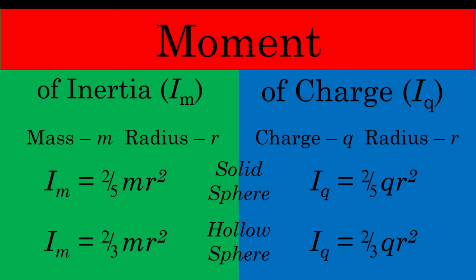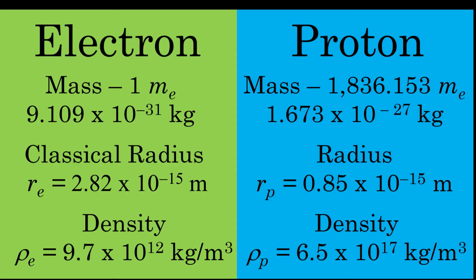The moment of inertia I_m of a solid sphere is 2/5 its mass m times its radius r squared, and of a hollow sphere, 2/3 mr². Replacing the sphere's mass with its charge, q, makes the moment of charge of a solid sphere 2/5 qr², and of a hollow sphere 2/3 qr². The electron classical radius is 2.8 Fermi, about 3 times the proton's 0.85 Fermi radius, but the proton's mass is about 1,800 times that of the electron.